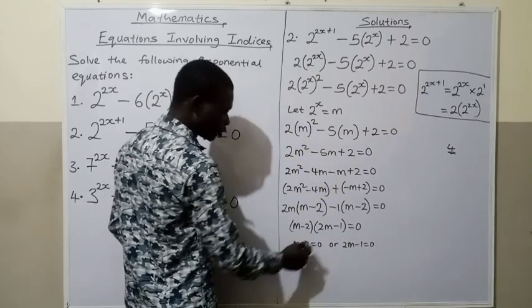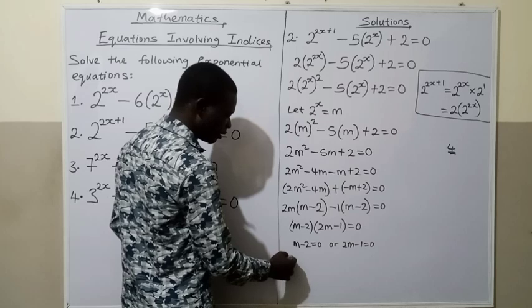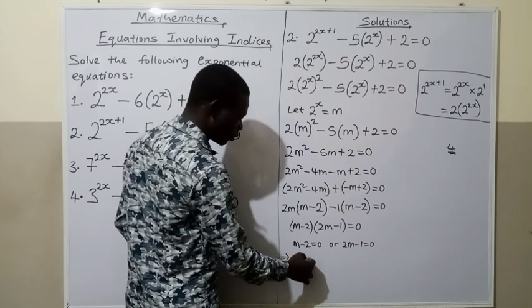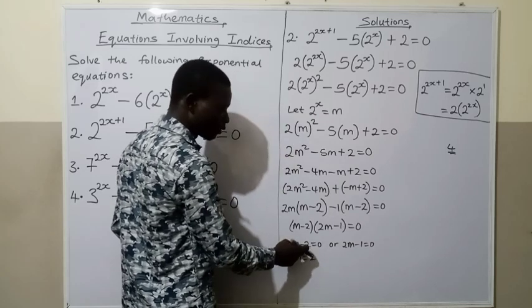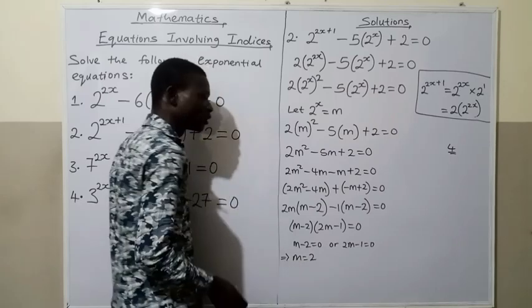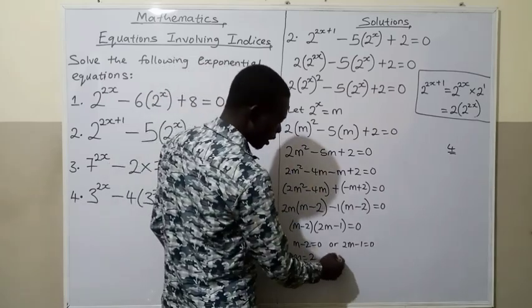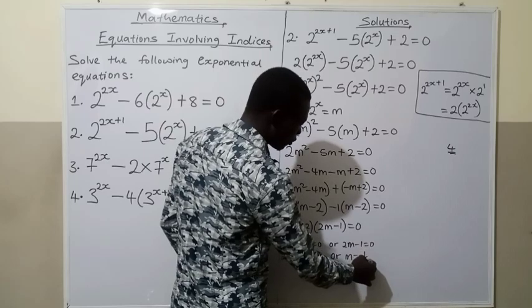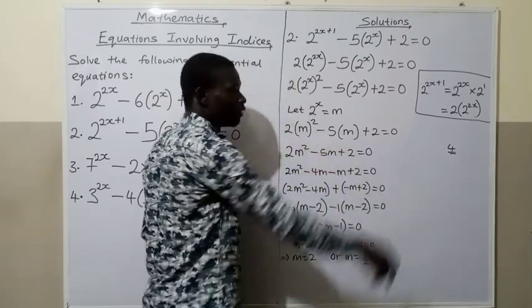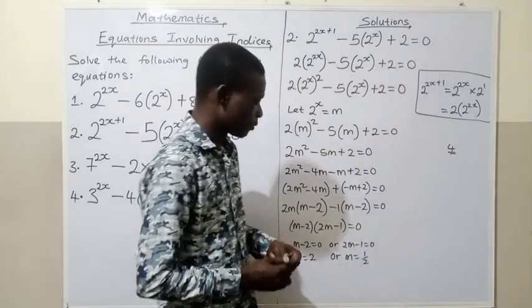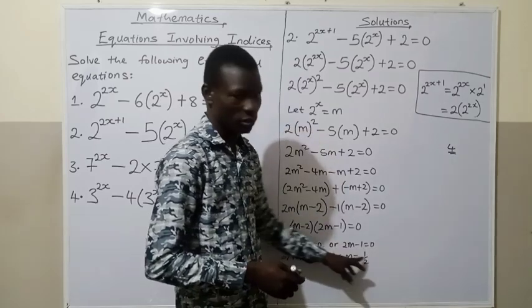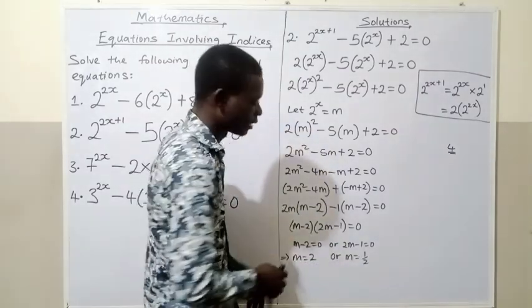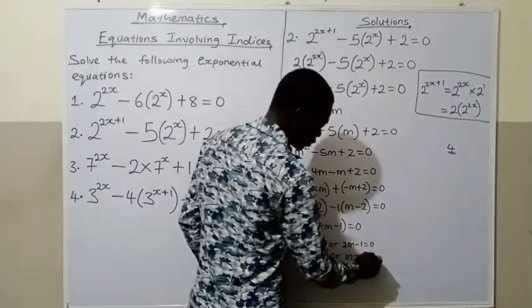So if m minus 2 equals to 0, what does that tell us? It means that m will be equals to positive 2, because of course negative 2 crosses to the other side of the equal sign, becoming positive 2. And the second solution says that m is going to be 1 over 2, because if minus 1 crosses to the other side, it becomes plus 1, and then we're going to divide both sides by 2, so that m can stand alone. That becomes m equals 1 over 2.